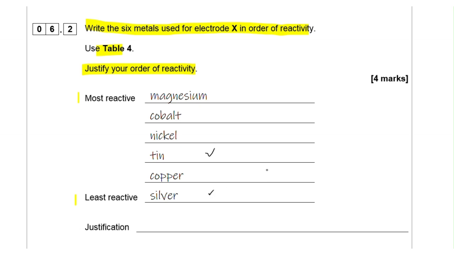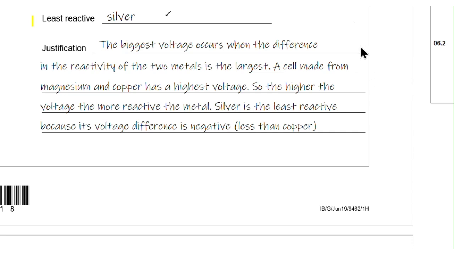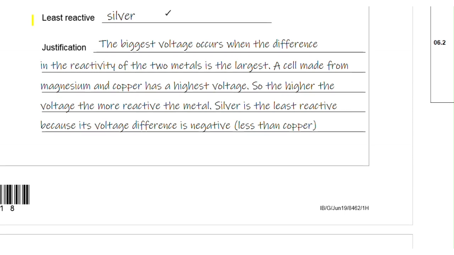Now we've almost answered the justification. The biggest voltage occurs when the difference in the reactivity of the 2 metals is the largest. A cell made from magnesium and copper has the highest voltage. So the higher the voltage, the more reactive the metal. Silver is the least reactive because its voltage difference is negative, i.e. it's less than copper.